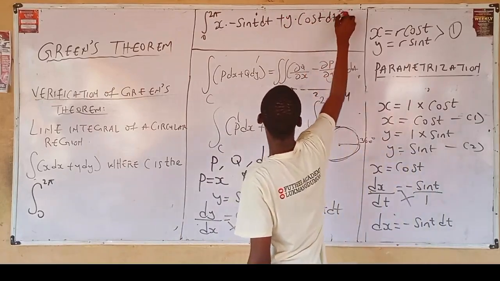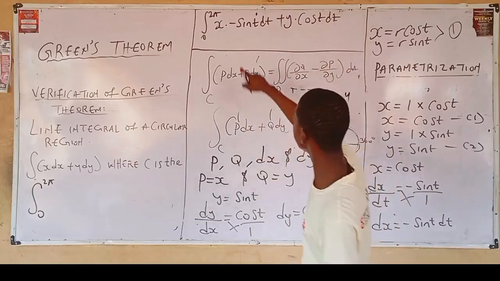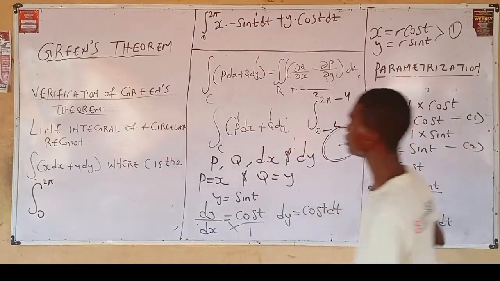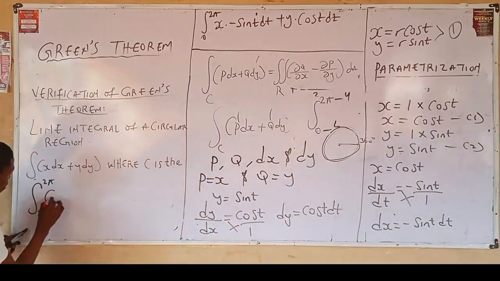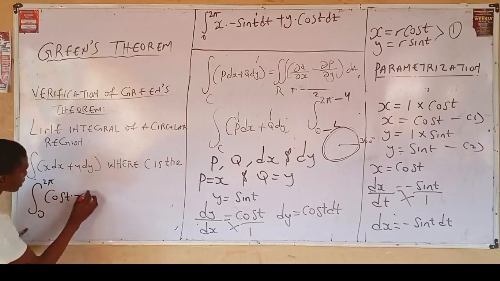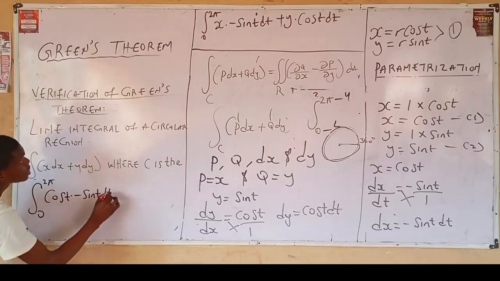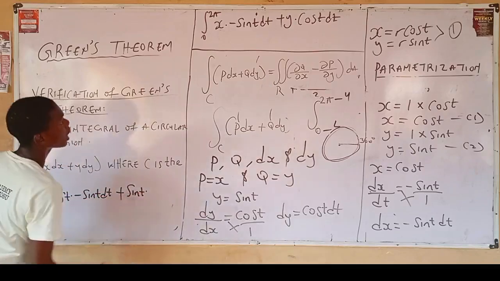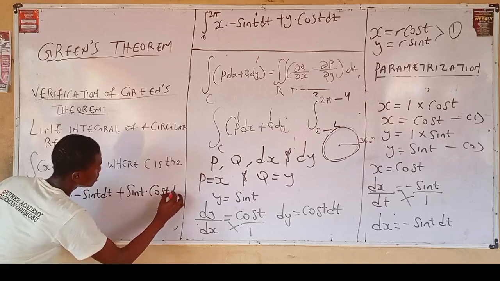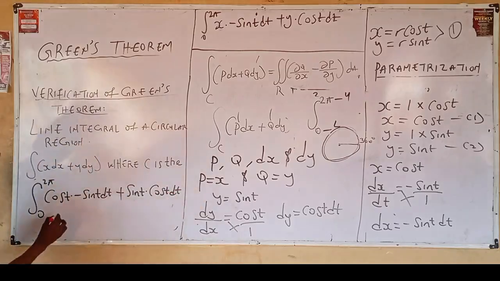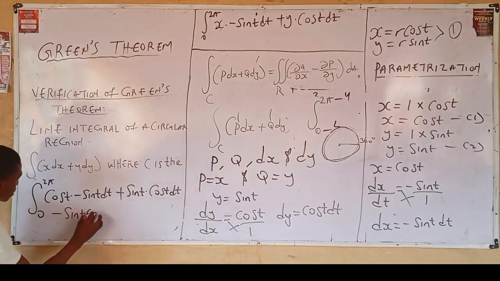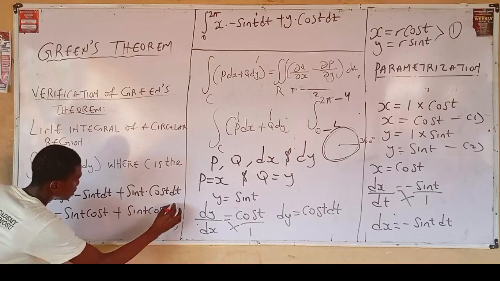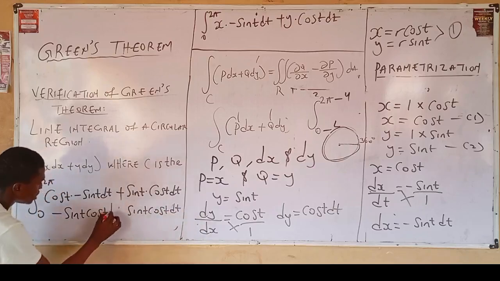Cos t dt. Now from here you already know what function of x and y. Substitute x is cos t, meaning that you have cos t multiplied by negative sin t dt plus what's your y? Your y is sin t multiplied by cos t dt. Then from here I'm having negative sin t cos t plus sin t cos t dt. I'm having a dt here.